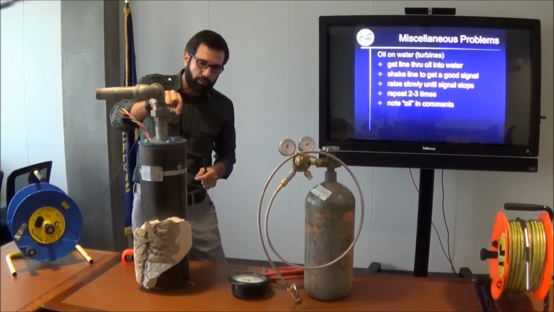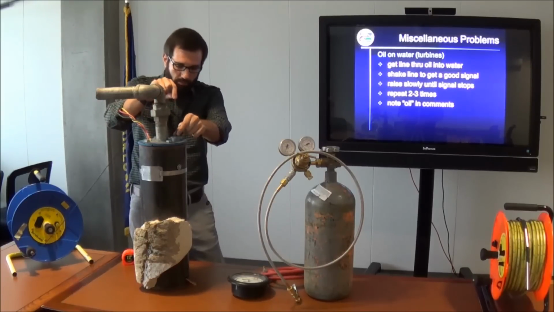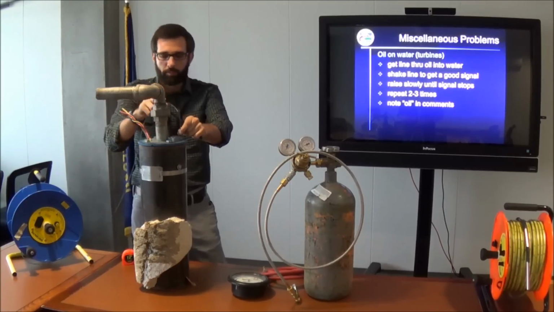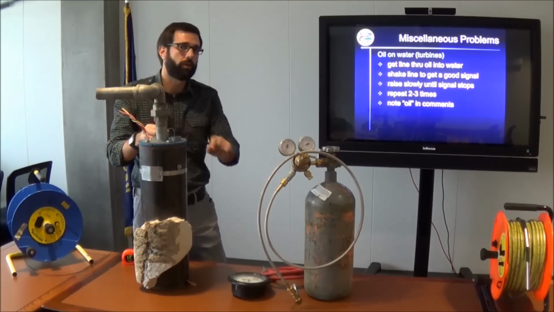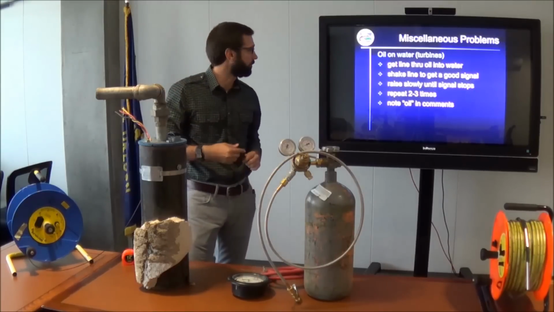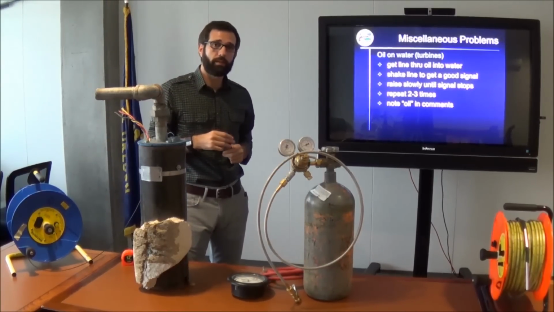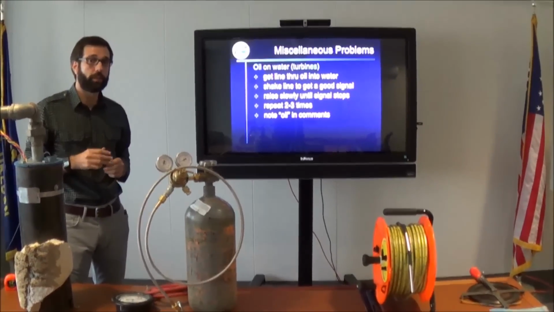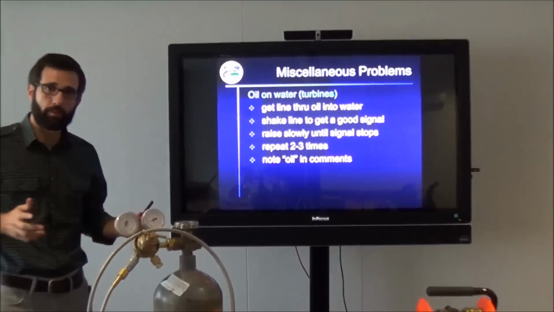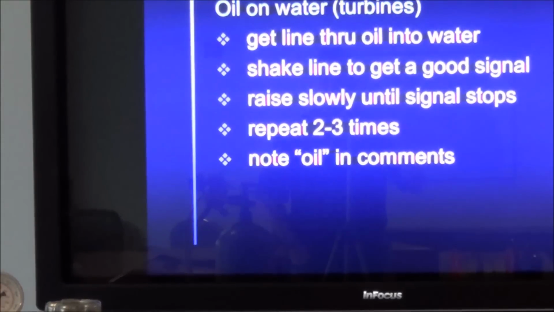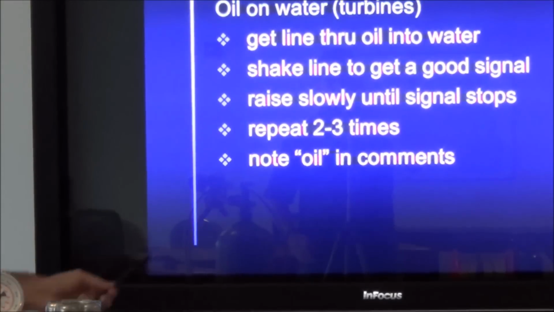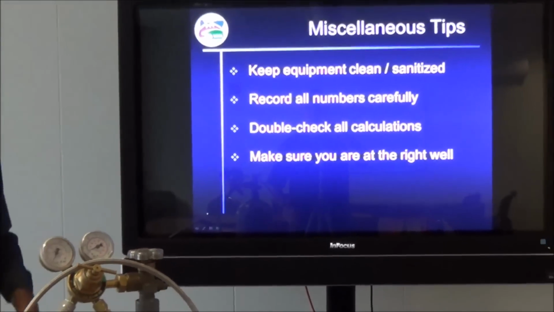So you're bound below, you're shaking, you're pulling up, it's beeping, beep, beep, beep, stops. You pull it up slowly, and there you go. That's your water level. Typically, that works for us. We like to repeat it more than one time, see if we can get the same value. Let us know that's a good water level measurement. And then once again, we'll just note oil in the comments section.